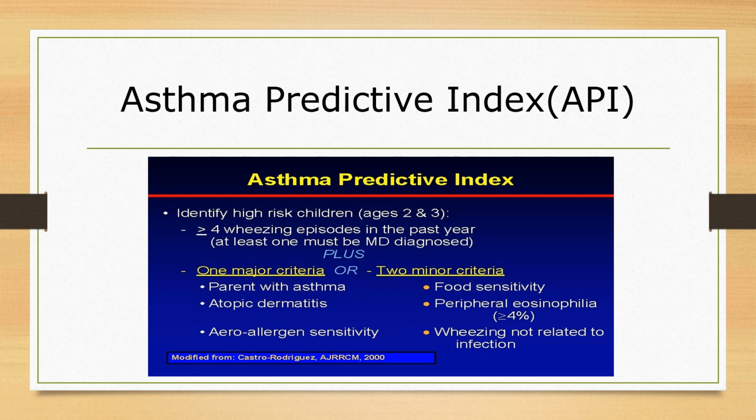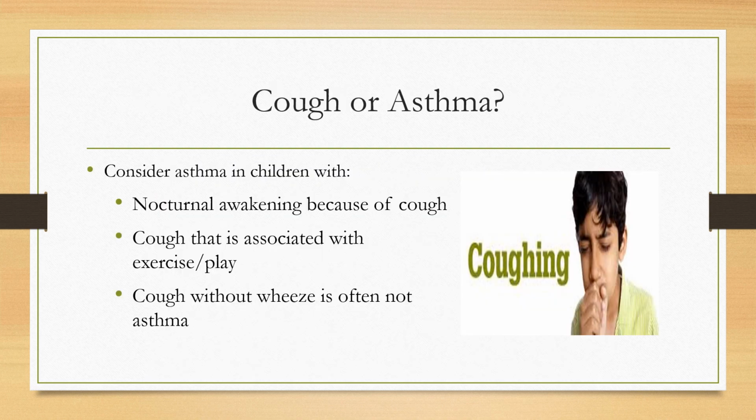If you wheeze greater than 4 times a year, one is them being diagnosed by a physician, and you have 1 major criteria and 2 minor criteria, they could diagnose you with asthma and treat you with asthma with proper medications. So this is a very handy tool. It's called the Asthma Predictive Index, and in case you never heard about it, that's why I brought it to you. A lot of parents wonder that if you cough, is it asthma?